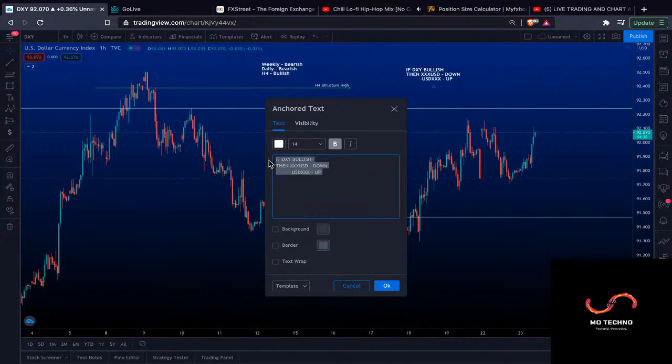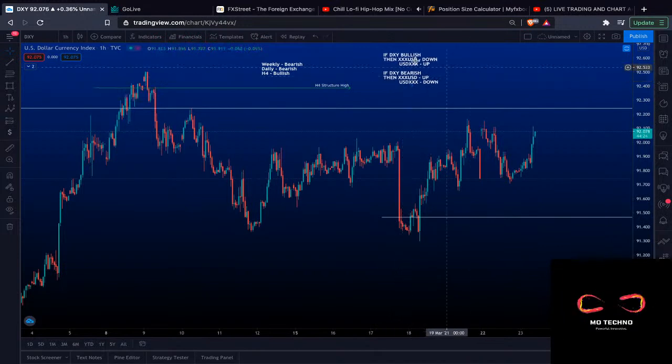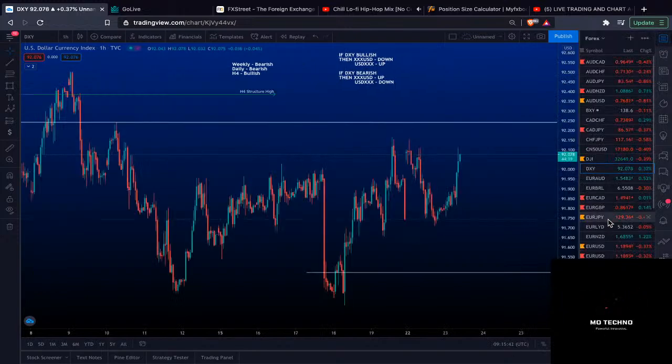Alright, and then same thing again. If it's bearish, then that goes up and that goes down. So this is our interpretation right now for the DXY and the movements. Right now we have a bearish, so we're going to be looking to short any XXX USD pair.